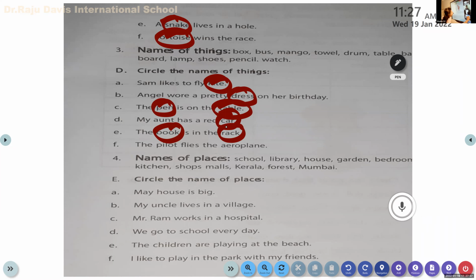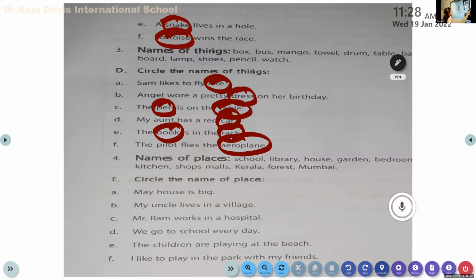Dia Deepak, come on, Dia. Did you get a chance? Come on, do the next question. The car. Others mute. Pilot flies the aeroplane. Yes, come on. What? Aeroplane. Aeroplane, very good. So this is how you will identify the name of the thing from the given sentence. Okay, so let's move on to the next question.